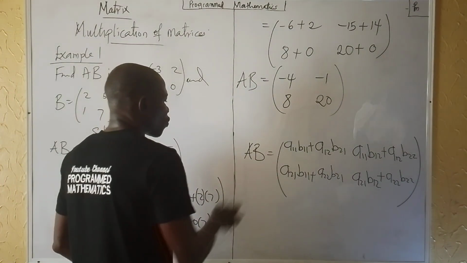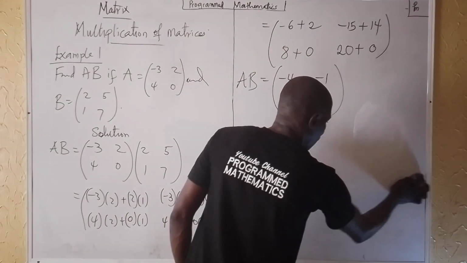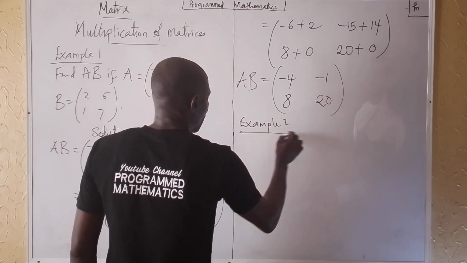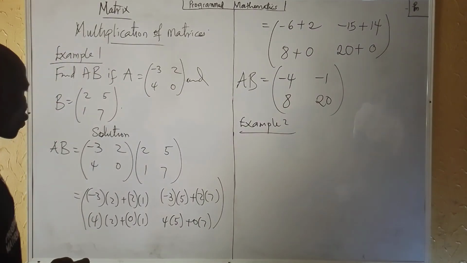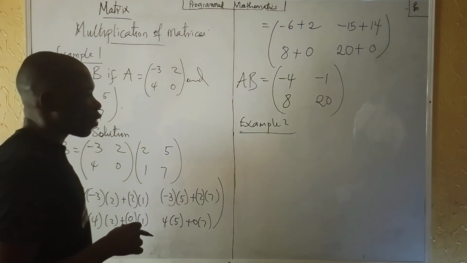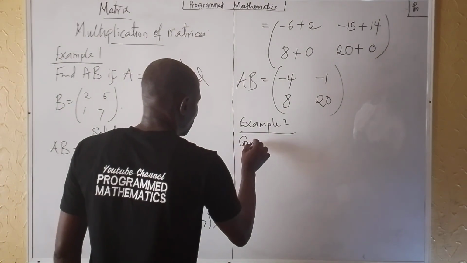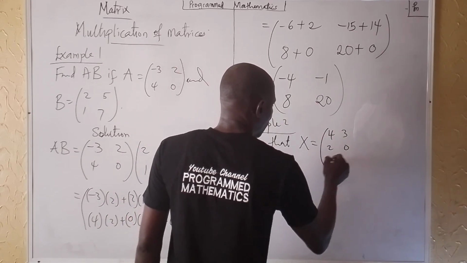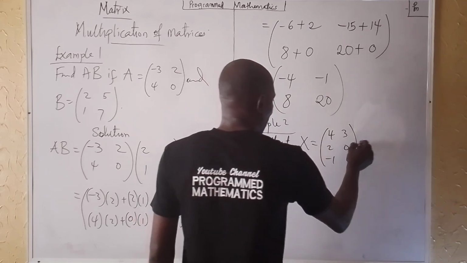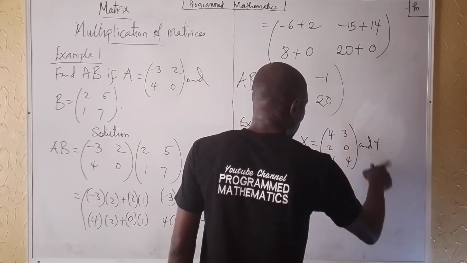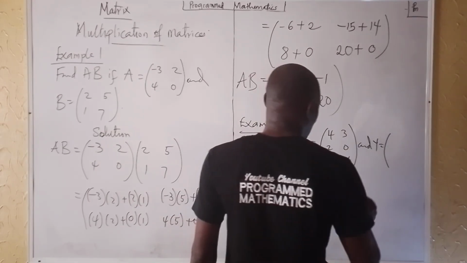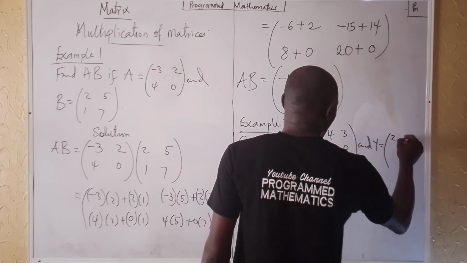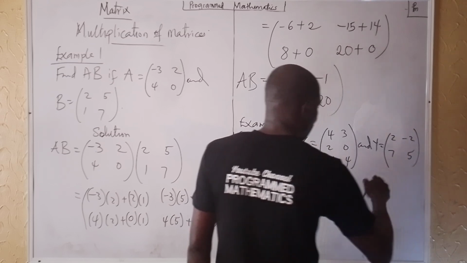Now, what if what we have is this? This is another example, and I need you to try this also on your own and see if you will get the answer. I'm very much confident that if you have followed this, you should be able to solve the problem. Now, given that X is the matrix 4, 3, 2, 0, minus 1, 4, and Y is the matrix, let's say, 2, minus 2, 7, 5.